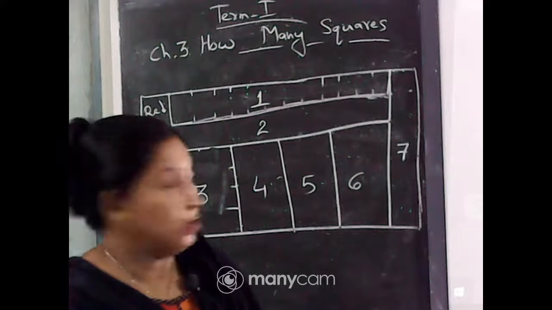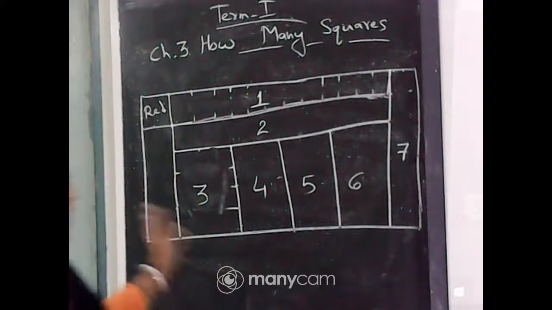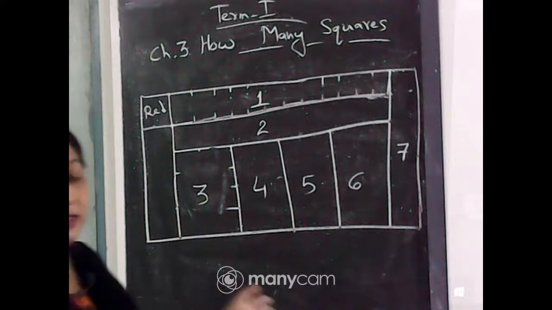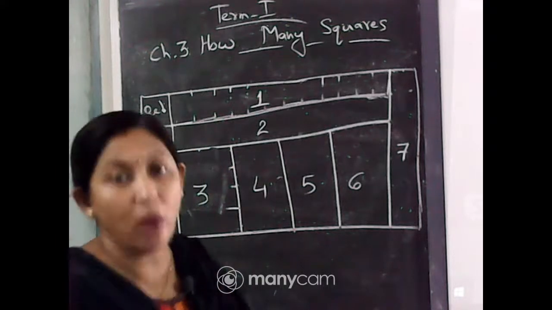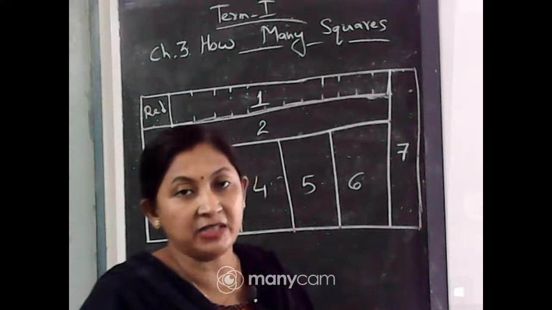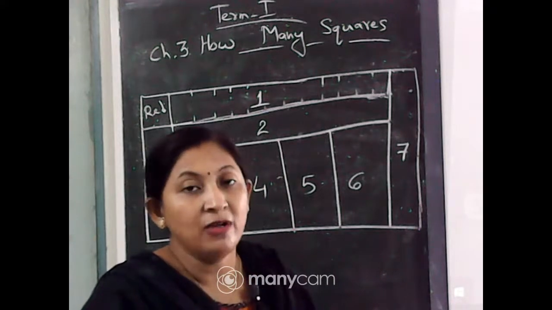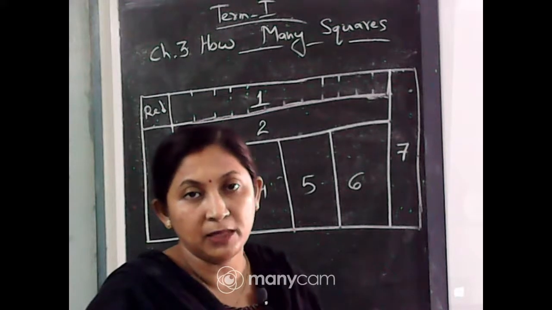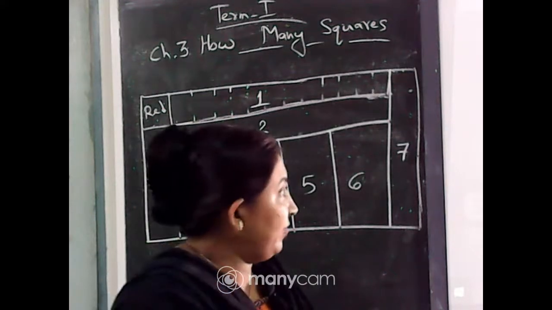Is it clear? So there are 7 rectangles. Inside these 7 rectangles there are 12 squares. That means we can make 7 rectangles where 12 squares are included. Okay, clear to everyone?